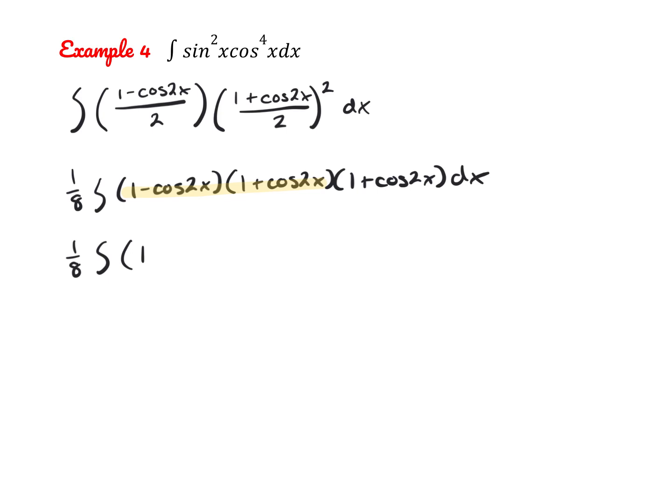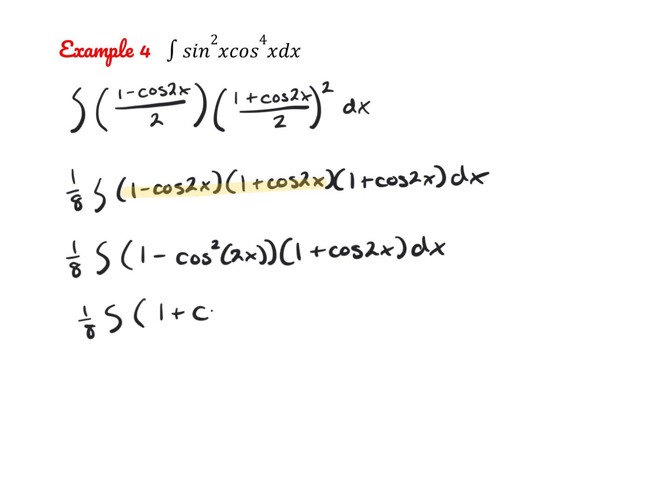So we have 1 minus cosine squared of 2x times 1 plus cosine of 2x dx, and then I'm going to keep multiplying this out. So I have 1 plus cosine of 2x minus cosine squared of 2x, and then minus cosine cubed of 2x dx.